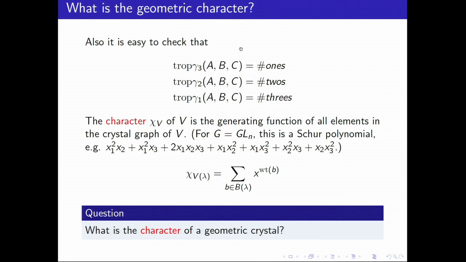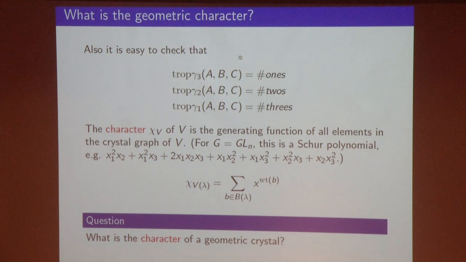So I said earlier that the most basic or most important combinatorial invariant of this finite dimensional irreducible representation is its character, which is this formal sum. You can think of it as summing over these basis vectors, or summing over these vertices of the crystal graph of the weight. So, some generating function.